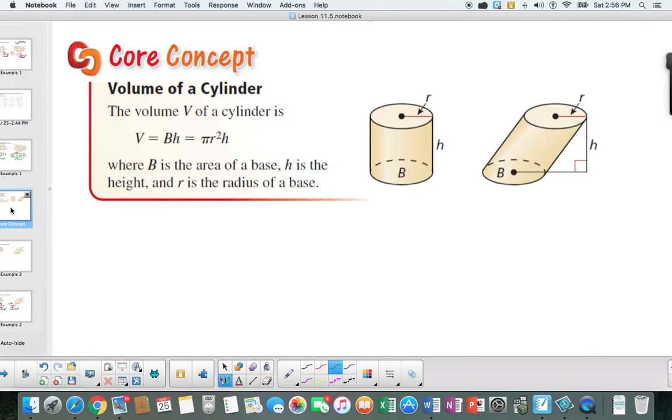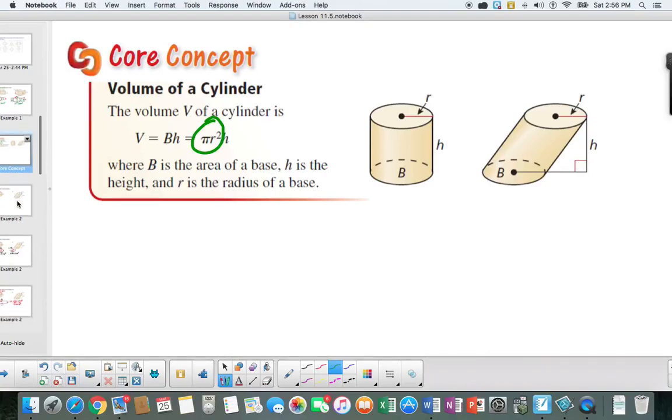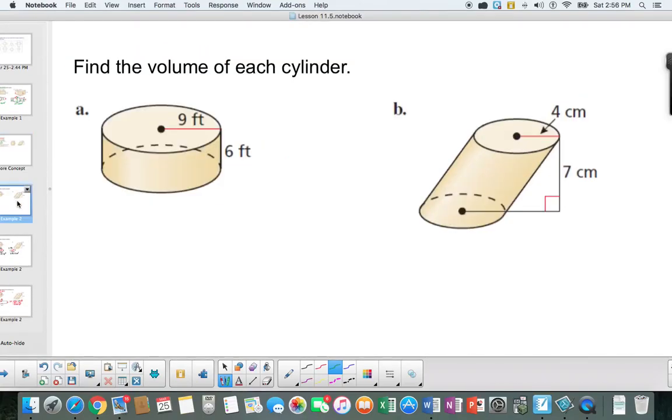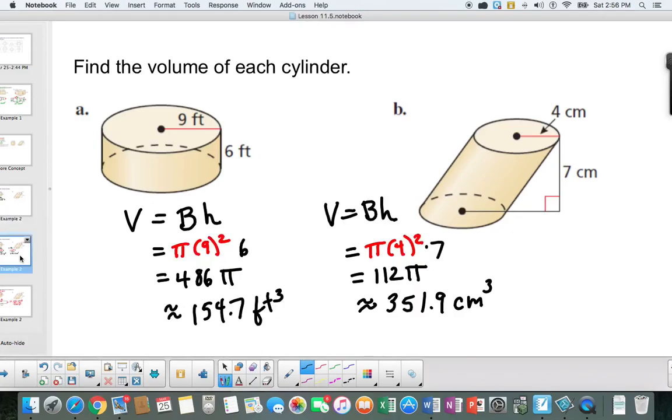Okay, volume of a cylinder. This base is a circle, so that's why we're going to use pi r squared to designate what that area is. And so the volume of each cylinder, again, I like to start off with my formula. Volume is equal to base times height. Again, we're leaving behind length times width times height because that's no good for a base that doesn't have a length and a width. We're going to use our area formula, and then we're going to times it by how tall it is. And on the next slide, you'll see the results that I have here.